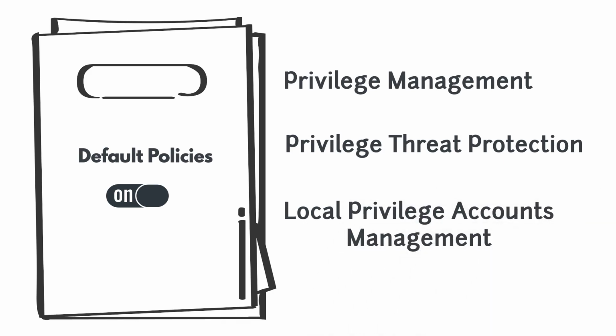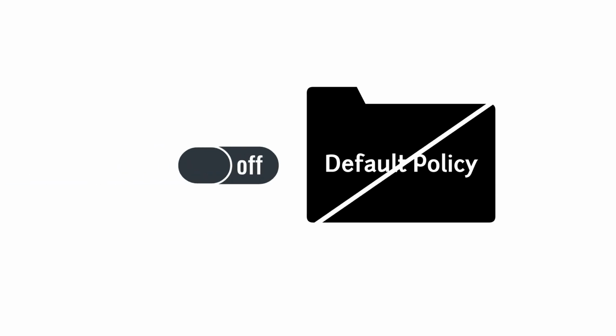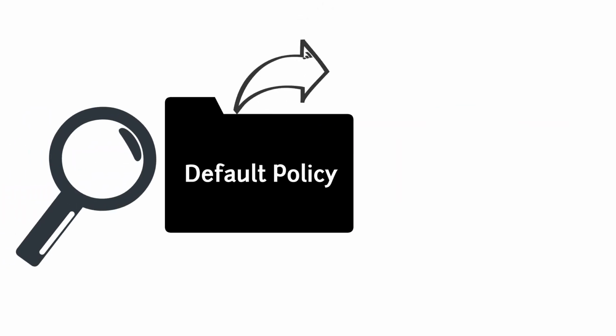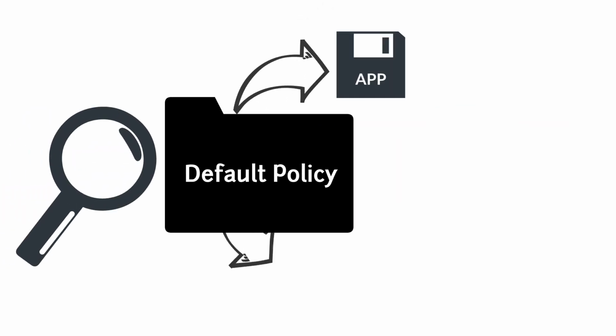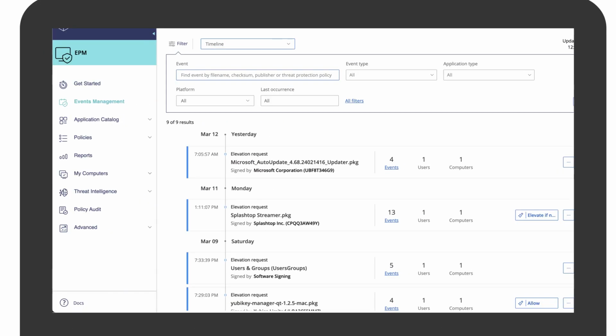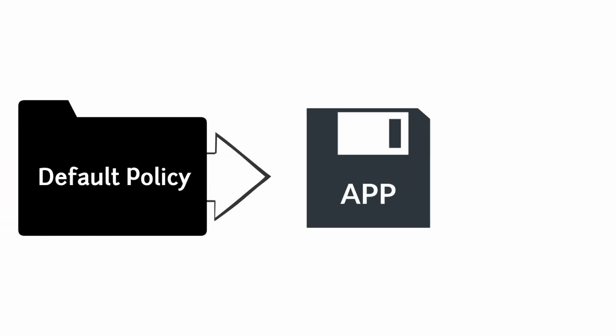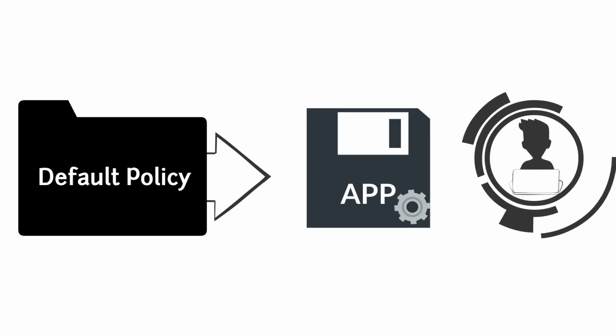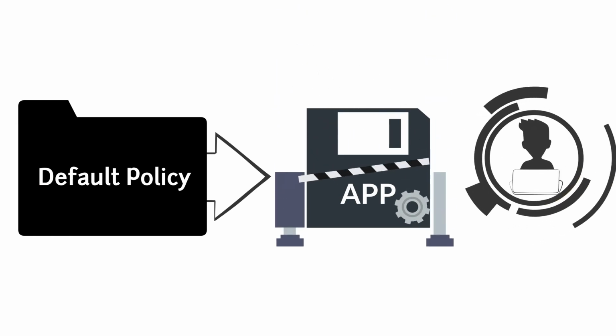local privileged accounts management. Each default policy will have a variety of modes that can be enabled to facilitate different needs. In the off position, the policy will be inactive. In the detect position, any actions, such as application launches or elevations, will be audited, and their events will be sent into the events management inbox within the EPM console. The restrict position will allow the application to run, but enables administrators to put additional controls around what the application can do.